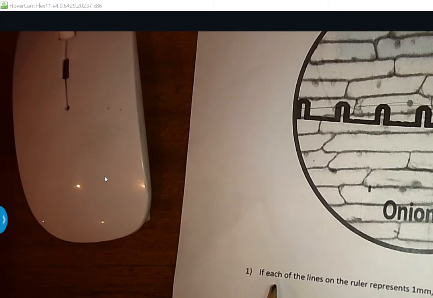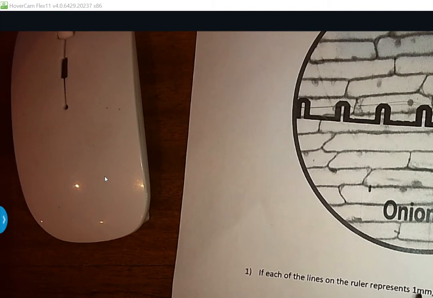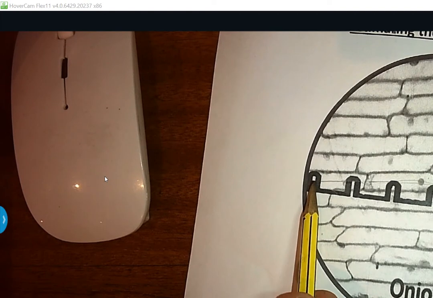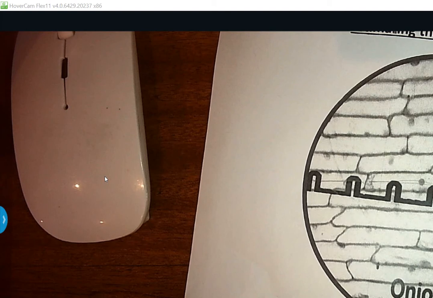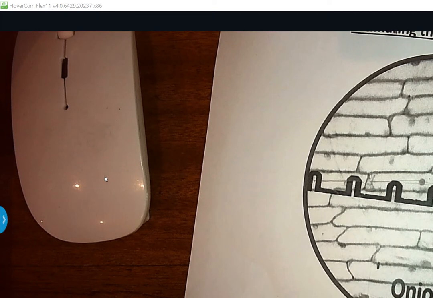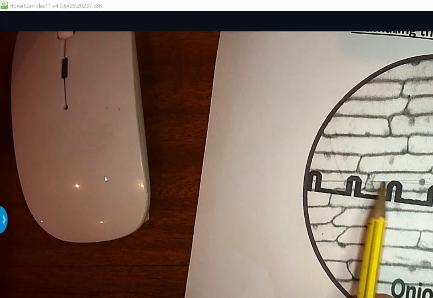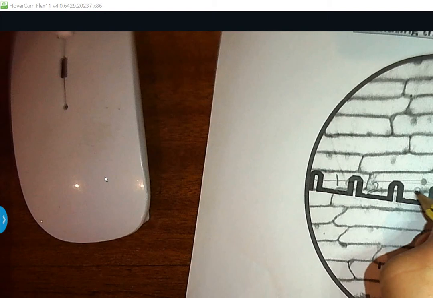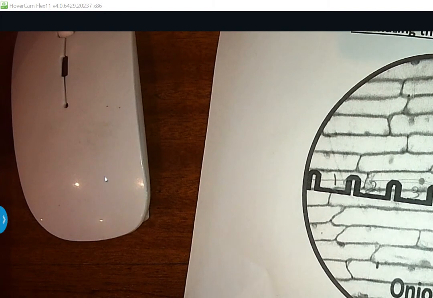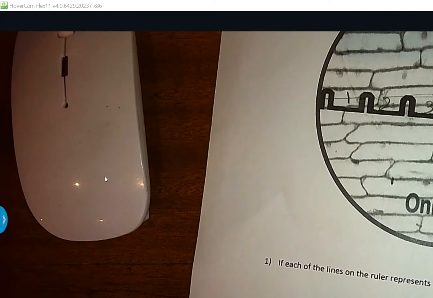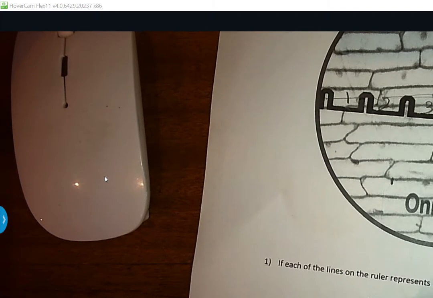So the first one, if each of the lines on the ruler represent 1 millimeter, what is the field diameter? Well, don't count 1, 2, 3, 4, 5, 6, 7, because it's not 7. You have to count 1, 2, 3, 4, 5, 6. In other words, you're counting how many spaces there are. So there are 1, 2, 3, 4, 5, 6 spaces there. So because there's 6 spaces there, the field diameter would be 6 millimeters.